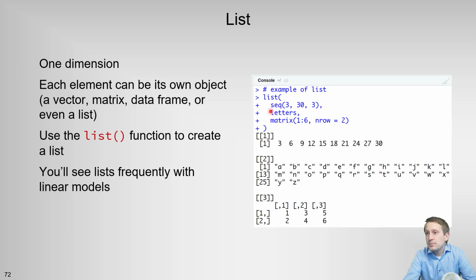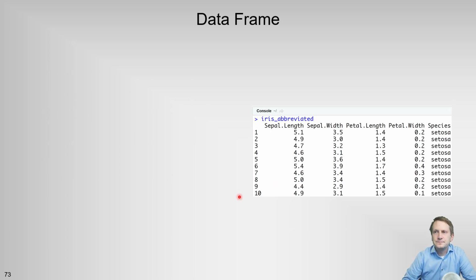So here, this example creates a list that has a couple of different things. It has integers with a sequence command. It has letters, and it has a matrix as its elements. And you see the elements of a list have double braces. Right? So the first element is in double braces 1, the second one in double braces 2, the third one in double braces 3. And so you see that this first element here is just a vector with integers. The second one is a vector with letters, so characters. And the last one, you see there's a matrix in there.